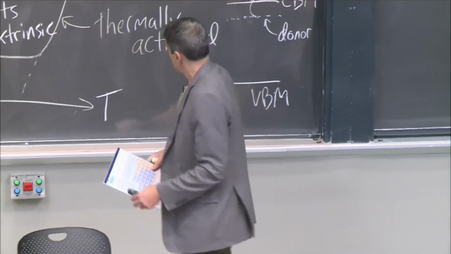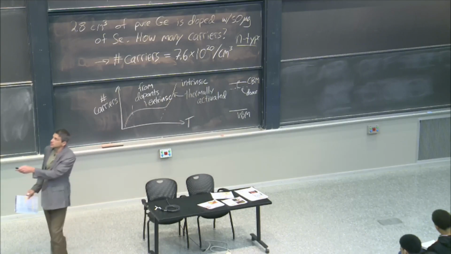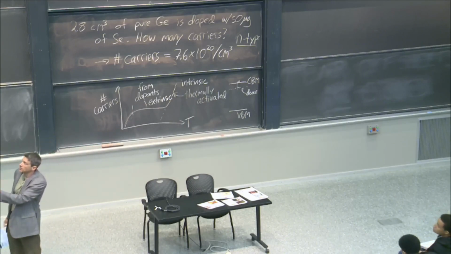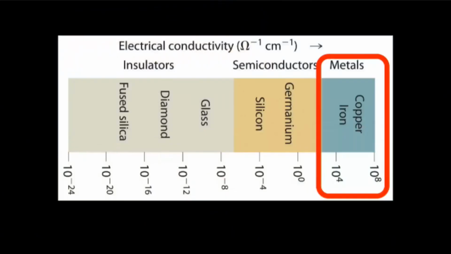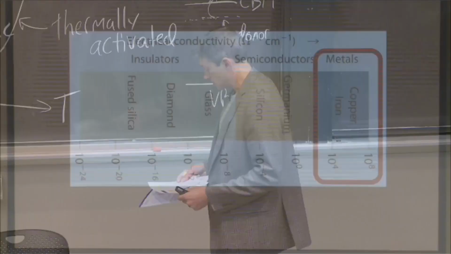Now, I'm going to come back to this plot later. I want to talk about metals. Metals are all the way over here. Those are semiconductors, and doping them or thermal activation gets me carriers, which gets me this conductivity range. But metals are much, much, much higher. Why? What is going on in metals that's so special?